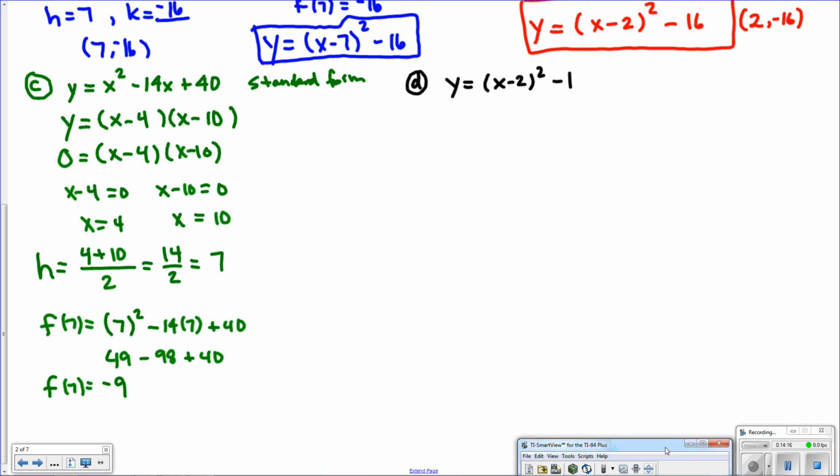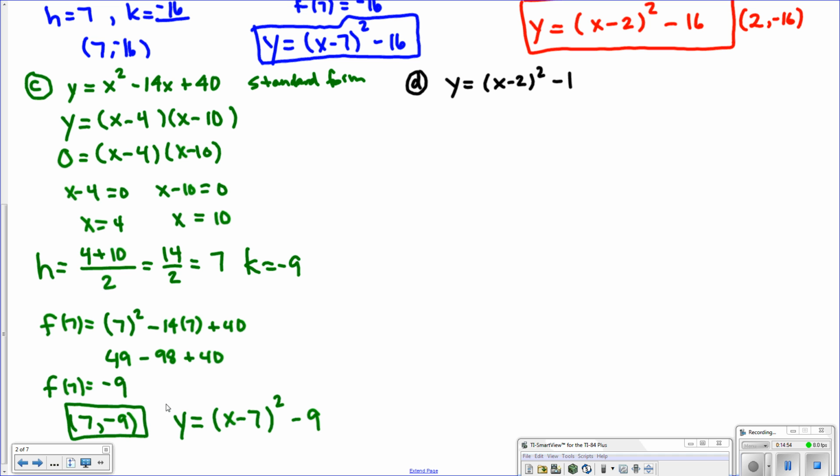So our next step here is just going to be to take it. We've got our vertex is at 7, negative 9. So H is 7. K is negative 9. Let's put it into our vertex form. Y equals x minus 7. That's not a 7, is it? What am I doing? X minus h, our h is 7, squared minus 9. All right, we're almost through with these ones here. Let's get into the last one.